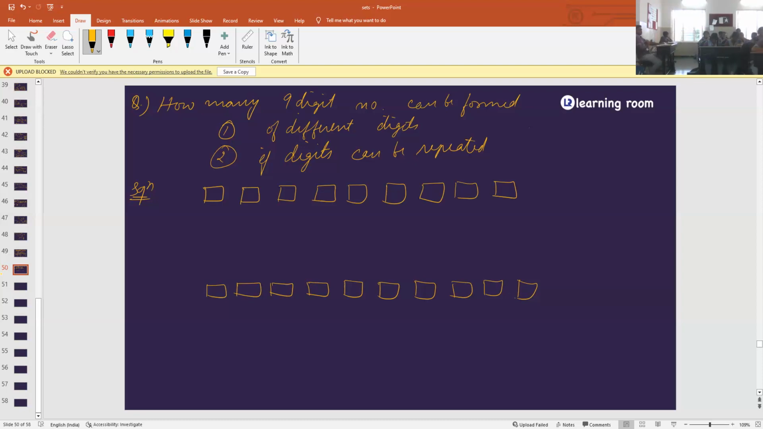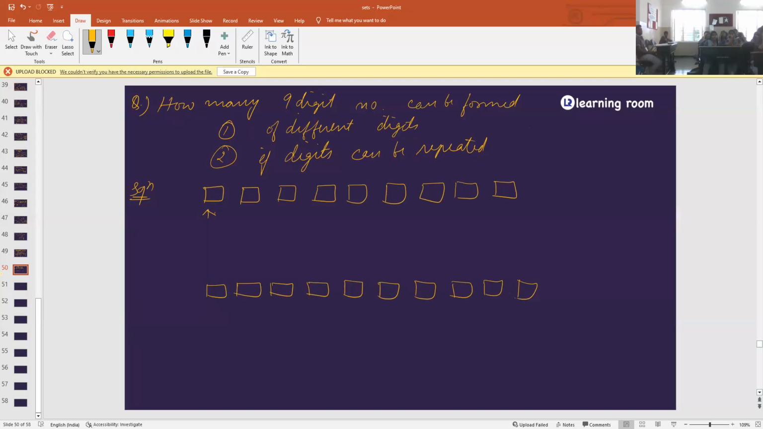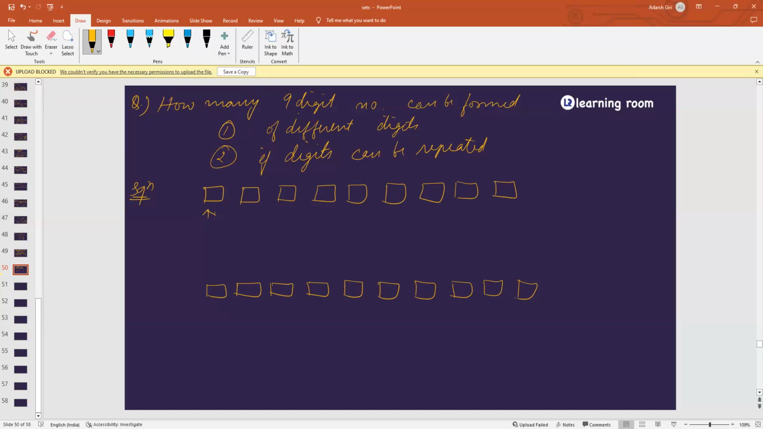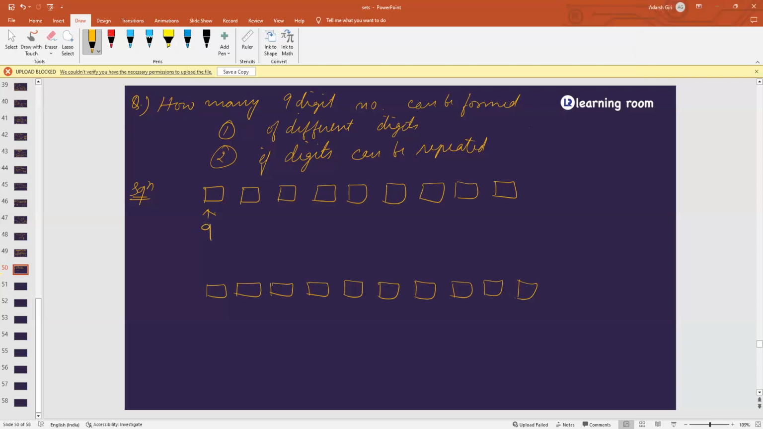See, if I ask you to make a 9-digit number, how many numbers can you guess for the first place? If I ask you to place any number here, what are all the numbers you can place? 9 numbers, sir. Which 9 numbers? 1 to 9, sir. Can you put 0? No, sir. Good. So 9 possibilities are there.